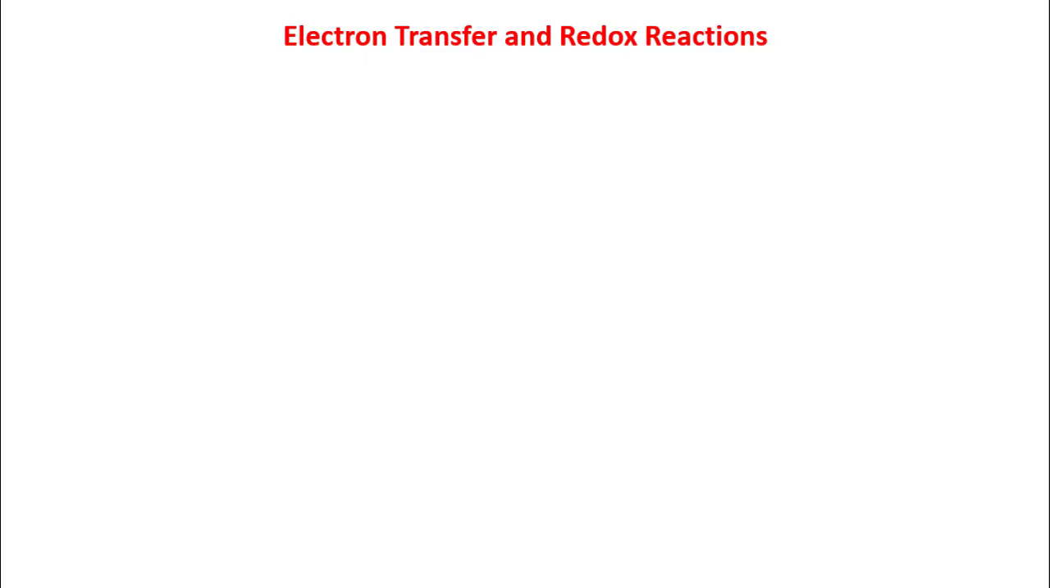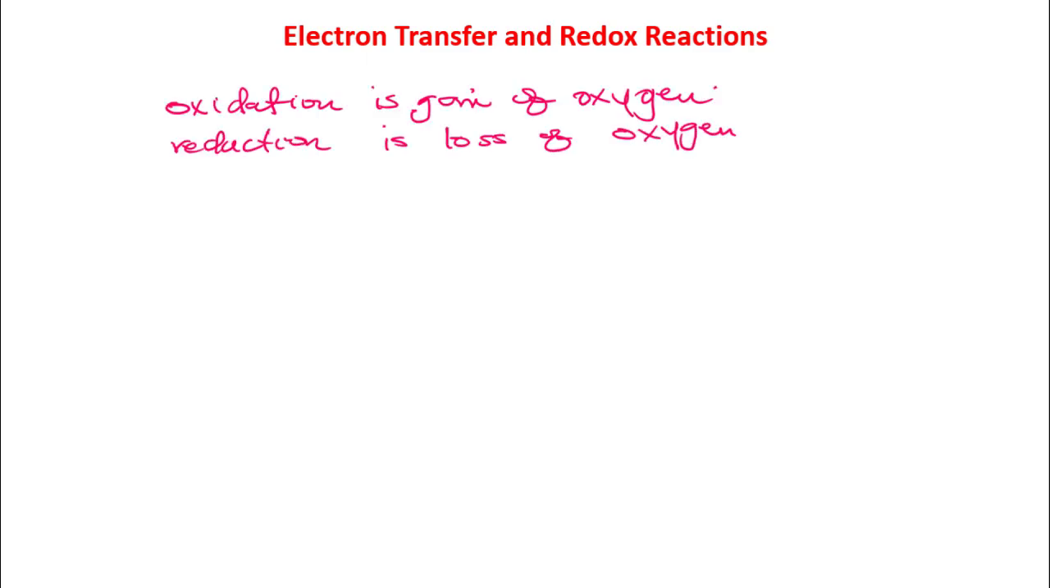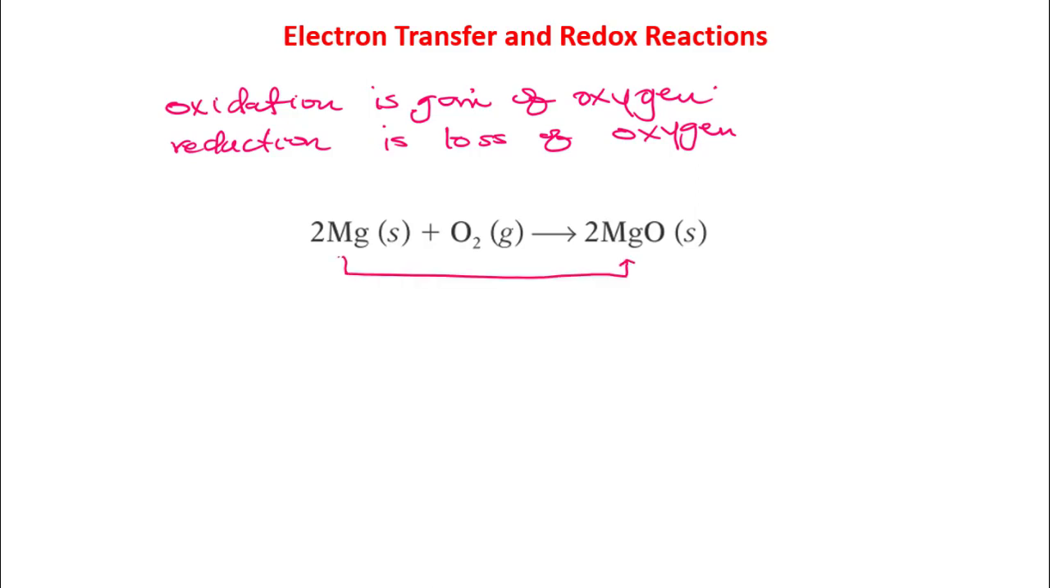In the previous class, we defined redox reaction in terms of gains and loss of oxygen. We said oxidation is gain of oxygen and reduction is the loss of oxygen. We used the reaction between magnesium and oxygen as an example. In this reaction, magnesium gains oxygen, so magnesium is being oxidized, and the process is called oxidation. At the same time, oxygen is reduced, and the process is called reduction.